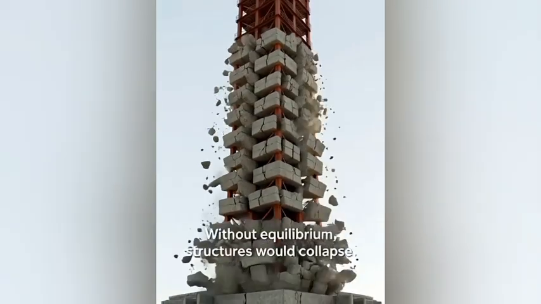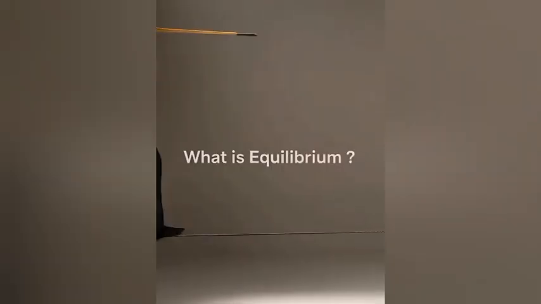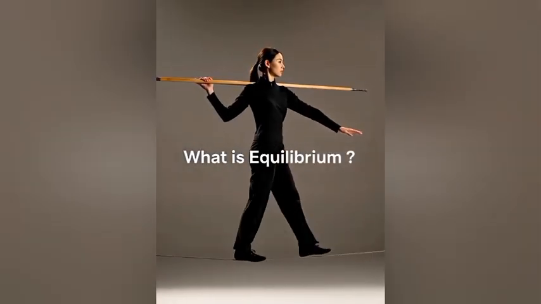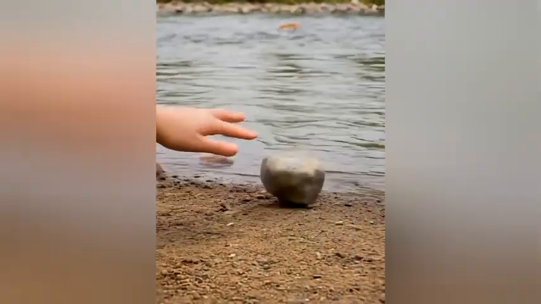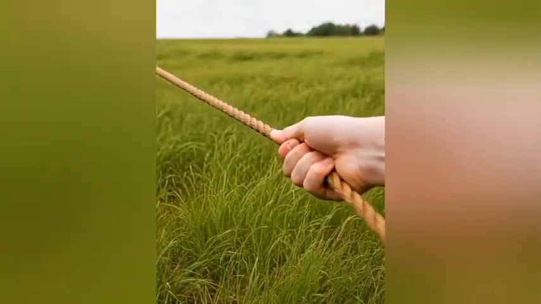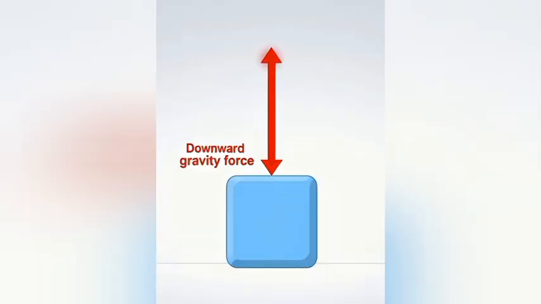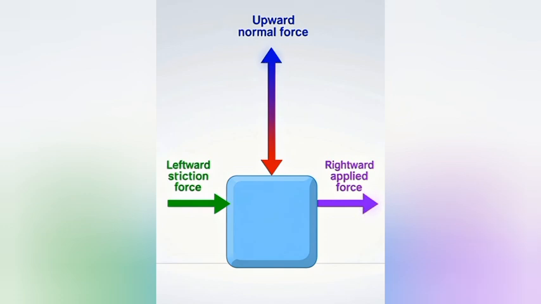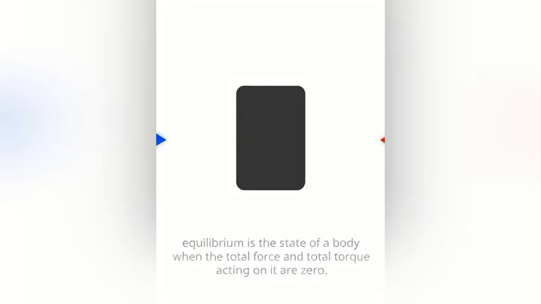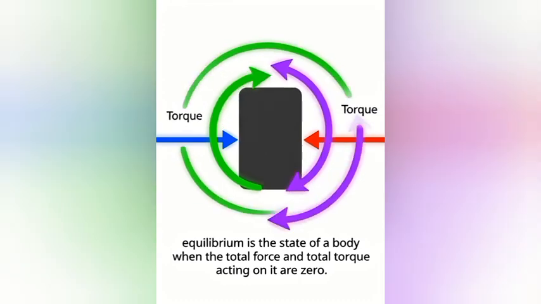Do you know without equilibrium, structures would collapse? But what is equilibrium? So let's check. We know in nature many forces act on objects like gravity, push, pull, friction, tension, and more. When these forces are perfectly balanced, the object is said to be in equilibrium. Equilibrium simply means balance of forces. It's the state of a body when the total force and total torque acting on it are zero.